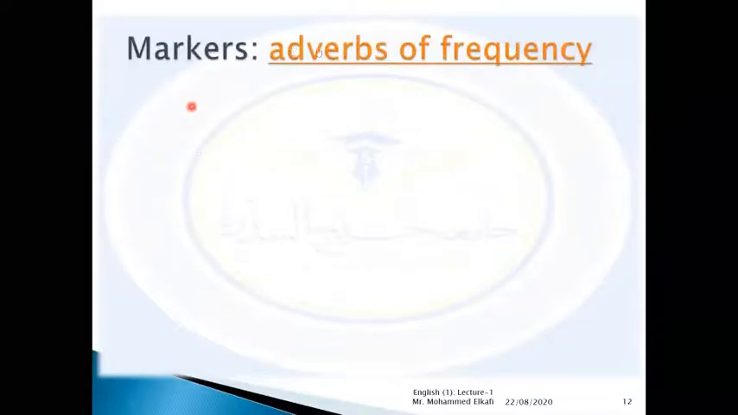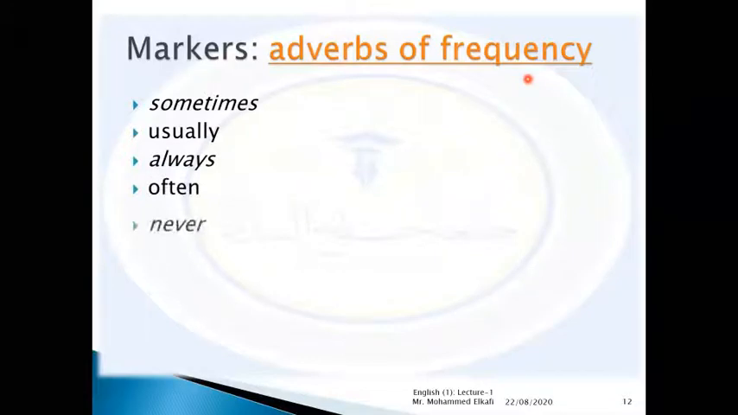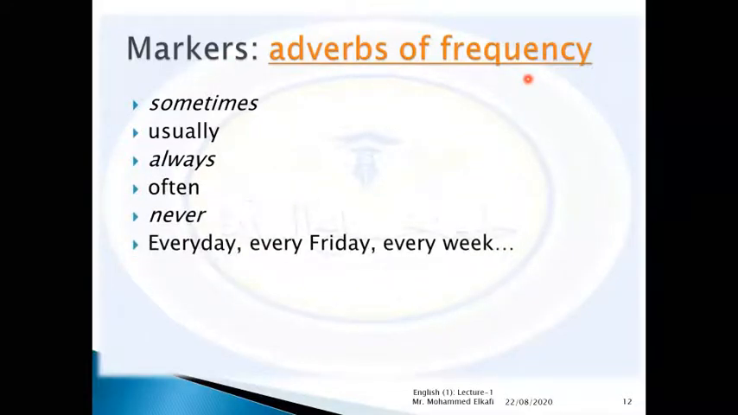What are the markers of the present simple? Here, they are the adverbs of frequency. They can tell us whether the sentence is present simple or something else: sometimes, usually, always, often, never, every day, every week, every Friday, every month, every year, every time. They tell us about the frequency of doing things.